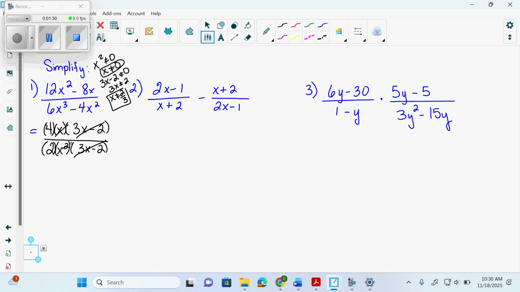This one cancels off one of those, and this can cancel off a 2 from there because those are monomials. They don't have to match perfectly. So we're left with 2 over x. x can't equal 0 and 2/3.